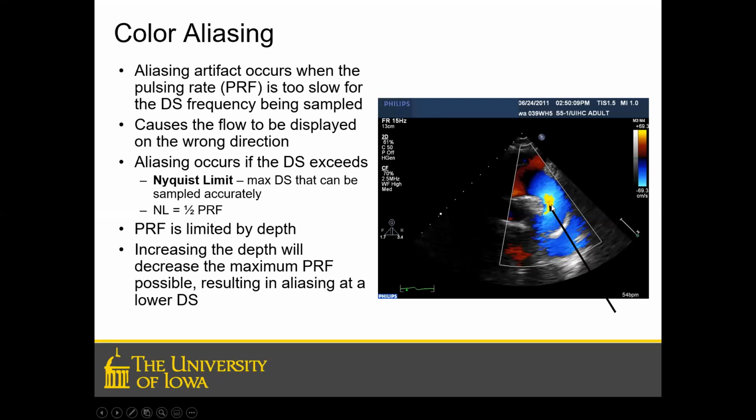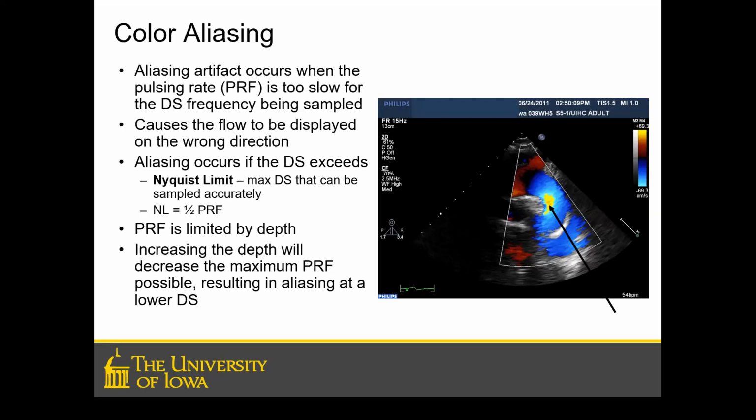So aliasing occurs when we're using pulse wave Doppler. Color is always pulse wave Doppler. And this is when the Doppler shift frequency exceeds what is known as the Nyquist limit. And the Nyquist limit is 1/2 the pulse repetition frequency. So the pulse repetition frequency is how fast we are pulsing that sound. It's like a sample rate. And if the Doppler shift exceeds 1/2 of that, then we're going to have aliasing occur.